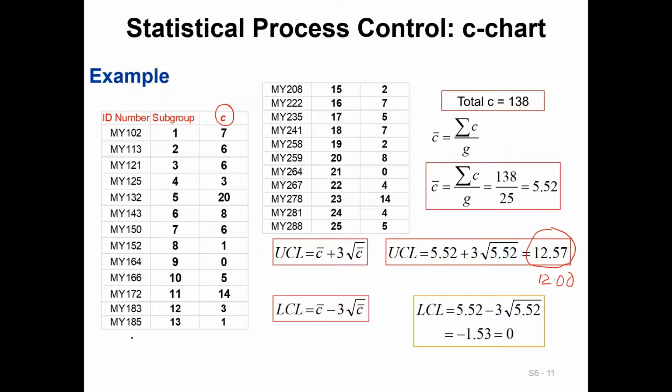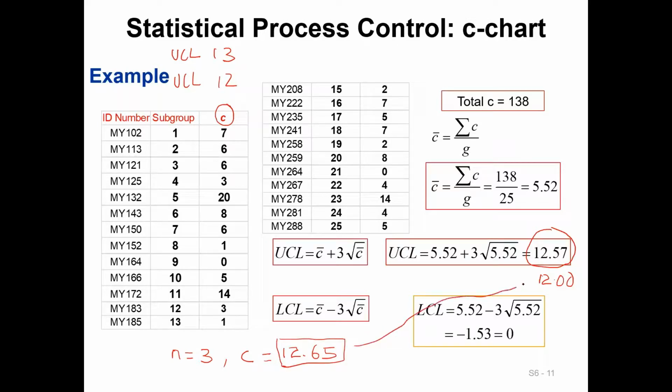You see, there are two possibilities. I can round up to 13, the upper control limit, or I can round down to 12. So for example, the number of defects or non-conformities will definitely not be in decimal points. Just for example, if I take samples of 3 and when I calculate my C, because it is an average, I got 12.65.